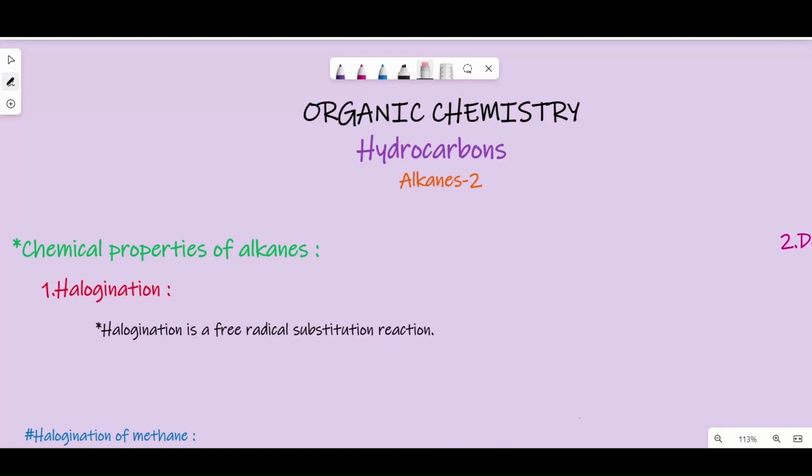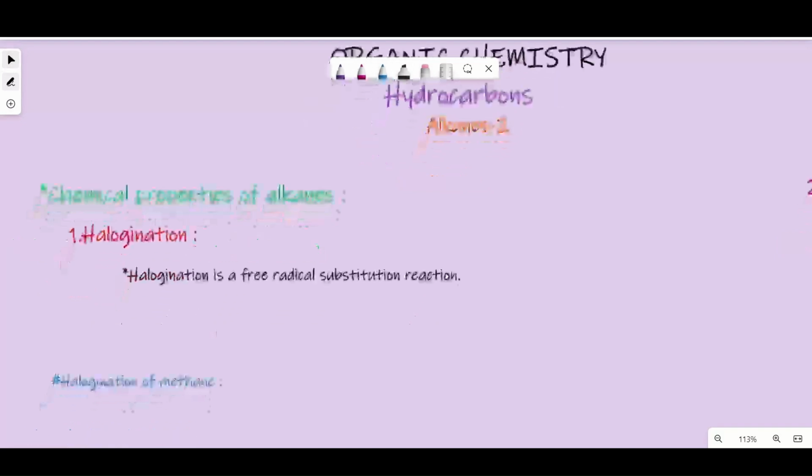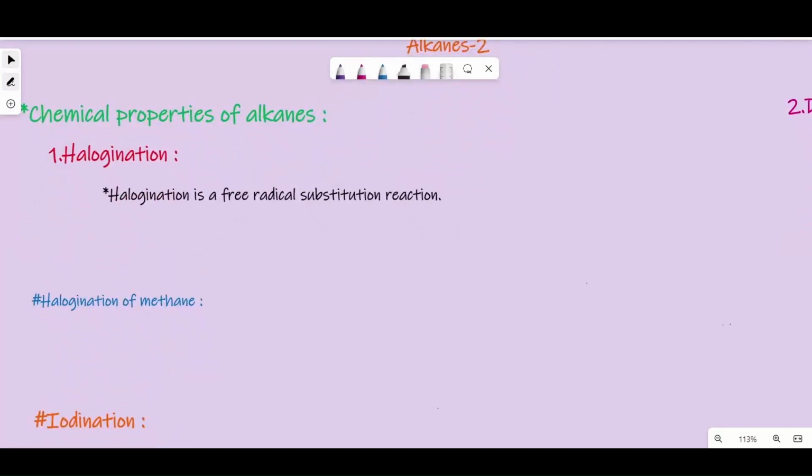Let's start with halogenation. Halogenation is the most important reaction for JEE Mains and Advanced also, but it's very easy also. Let's see one by one. Generally, halogenation is a free radical substitution reaction. Here we just replace one of the hydrogens with the halogen, and this reaction takes place in the presence of light. Without light, it won't occur. So let's see one example.